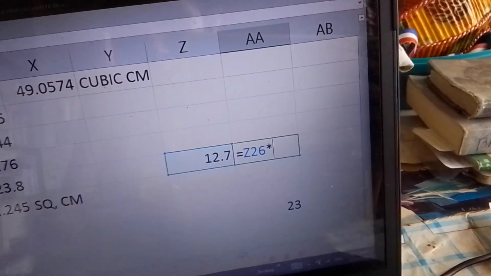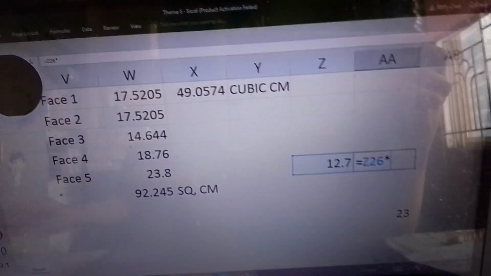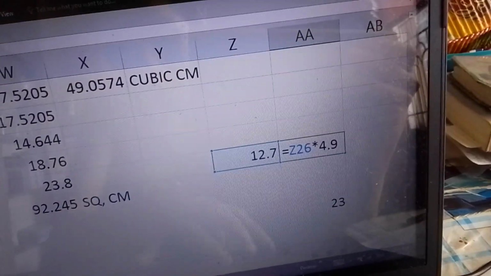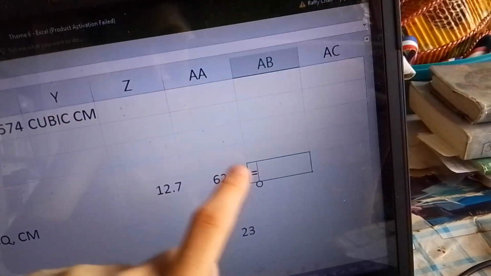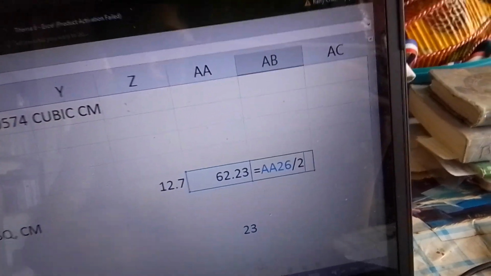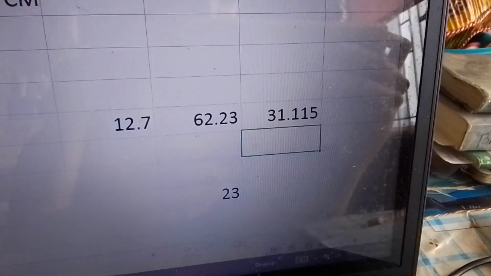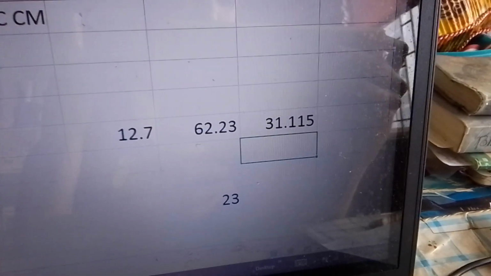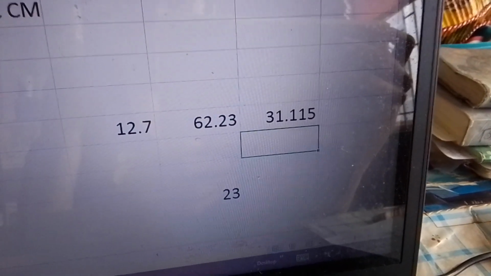Then, this one times the height. What's the height? Ang height namin ay 4.9. Then, click equal, click on the cell, divide by 2. Yun yung sagot namin. Ang sagot namin ay 31.115 square centimeters. That's it.